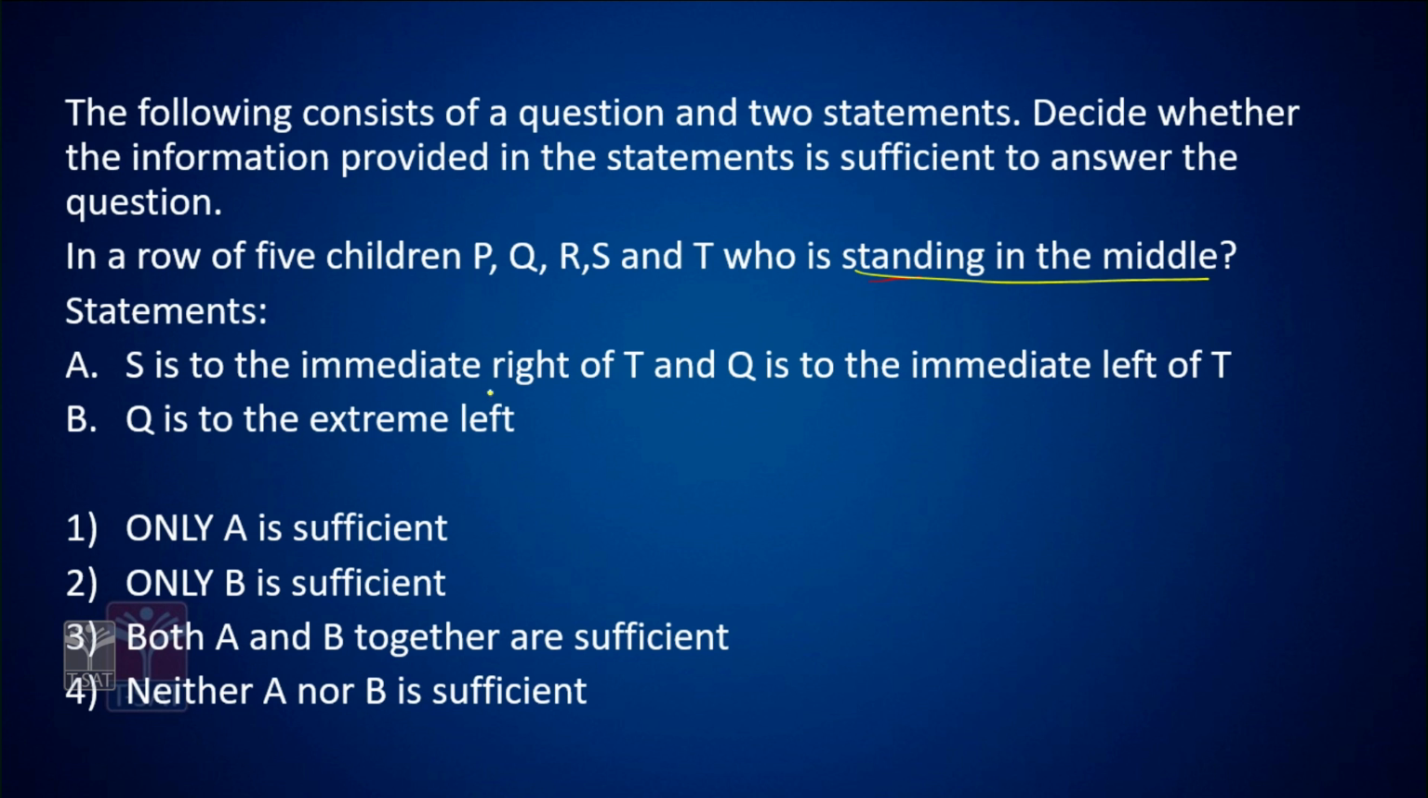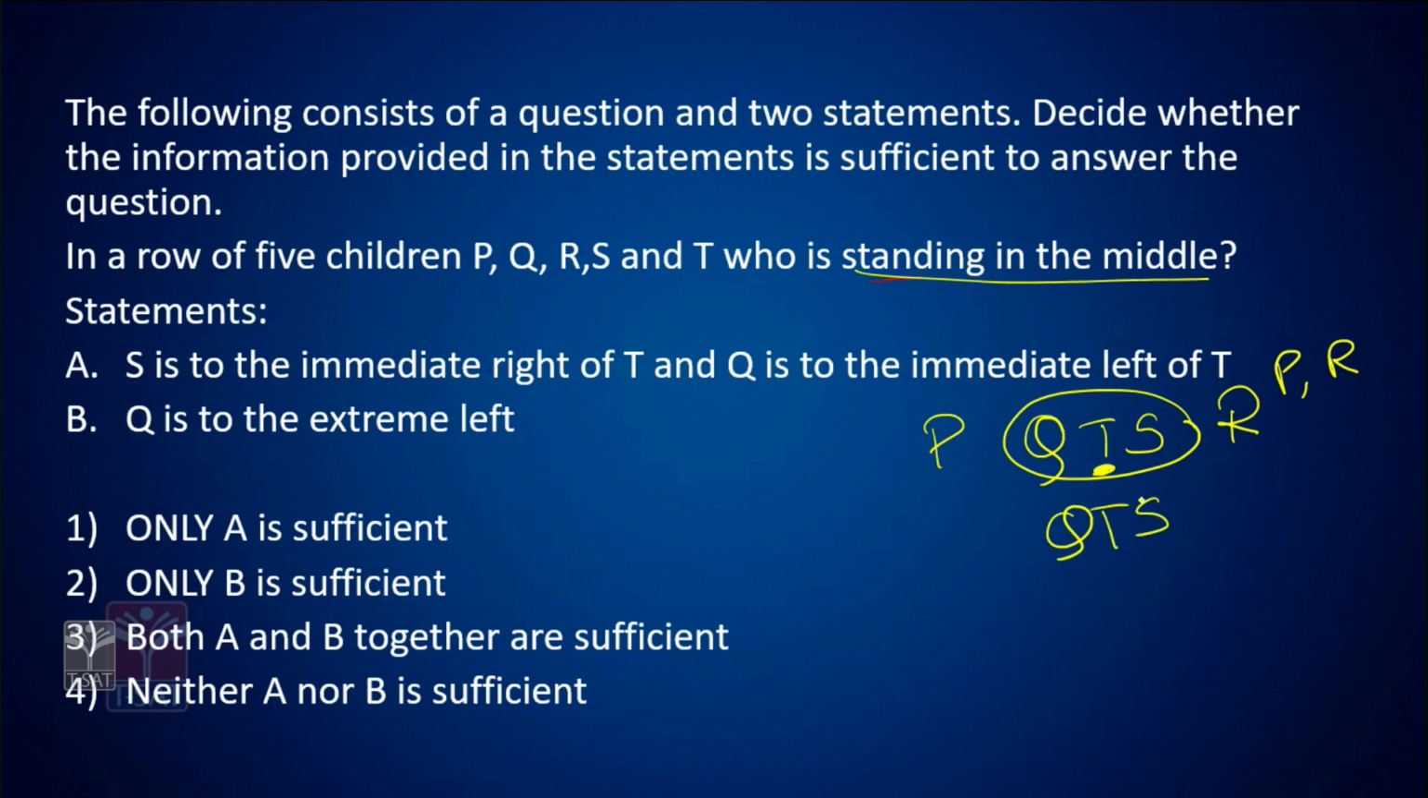The first statement says that S is to the immediate right of T. So let's say T is here and S is to the immediate right of T, so S is here, and Q is to the immediate left of T, so Q is here. This is the information given. We know this arrangement, but who else is left out? P and R are left out. If P is standing here and R is standing here, then we can say that T is standing in the middle. But there could be another combination where QTS is standing like this as given in statement A, but then P and R are standing here. So from this arrangement, we know that S is in the middle.